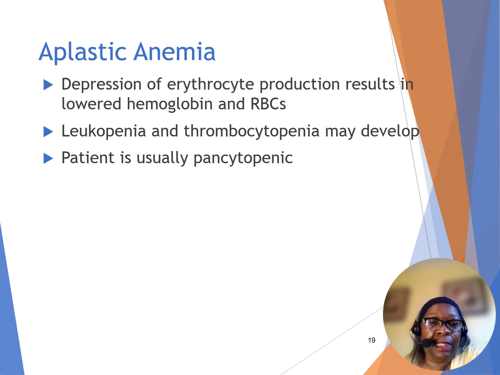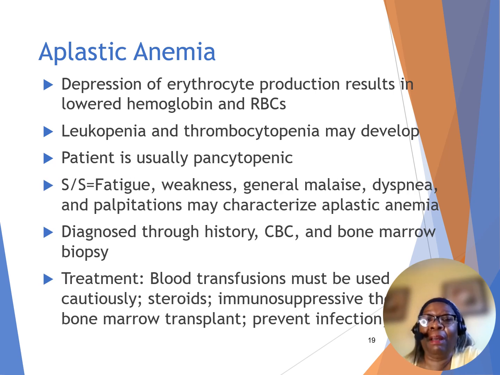Okay. Now, we want to look at signs and symptoms. And tell me if any of these look familiar. Fatigue. Remember, we're still talking about different types of anemia. So the symptoms are going to be similar or they're going to be the same. So we've got weakness, fatigue, general malaise. Here we go with respirations, dyspnea, palpitations, cardio. All of these may be characterized by aplastic anemia. Okay.